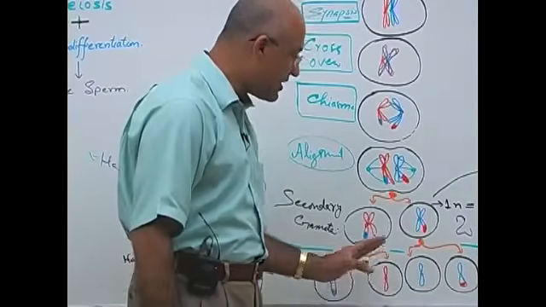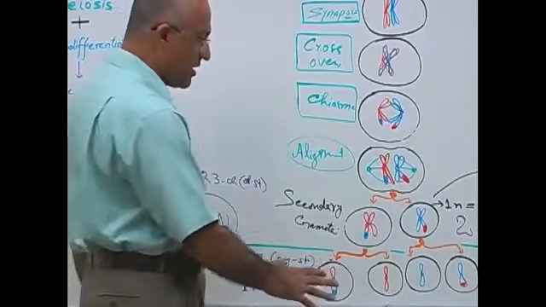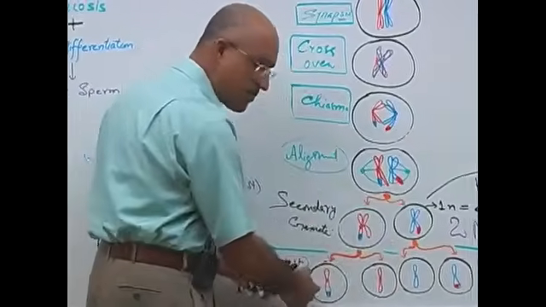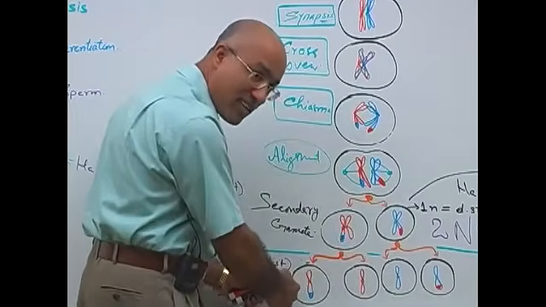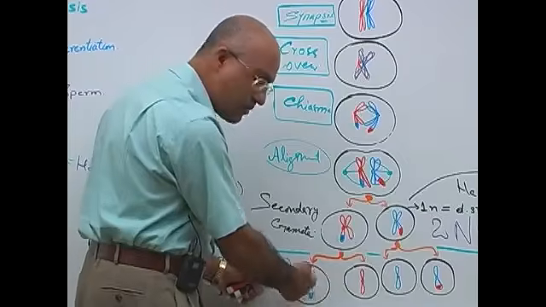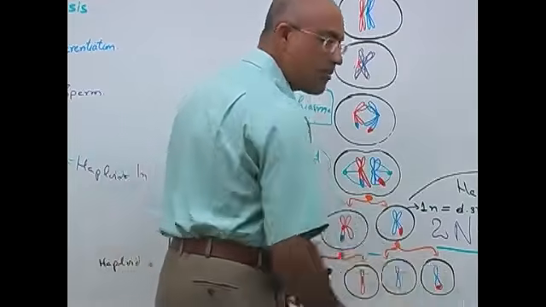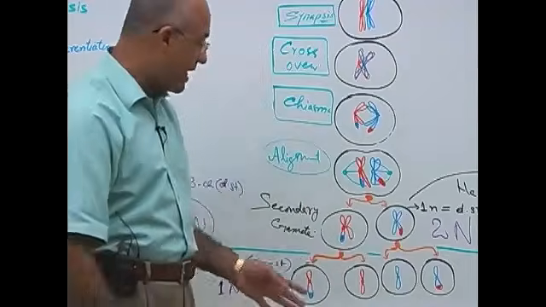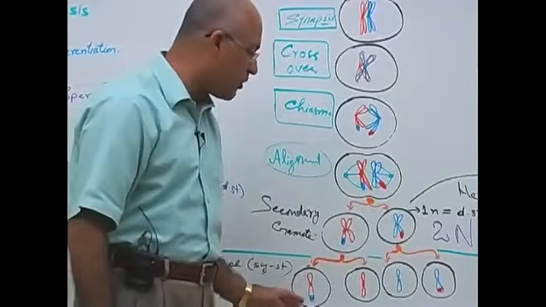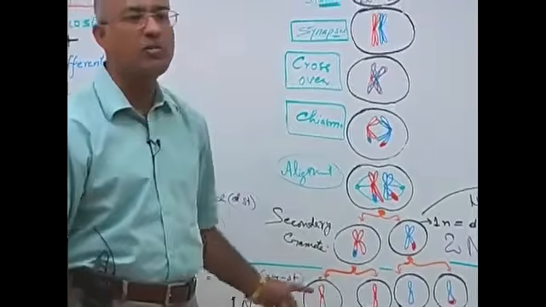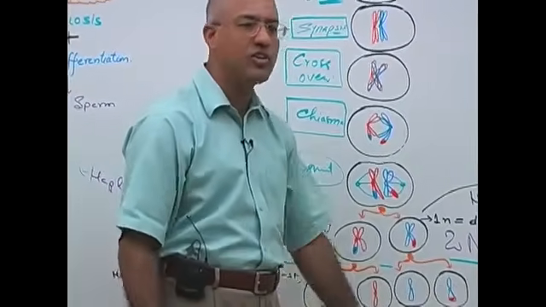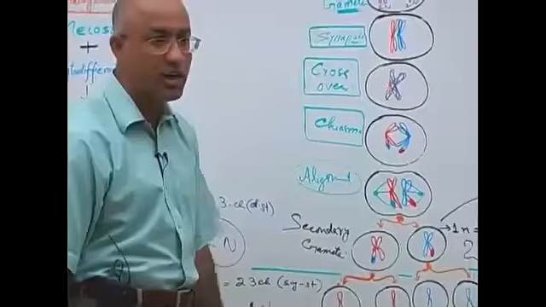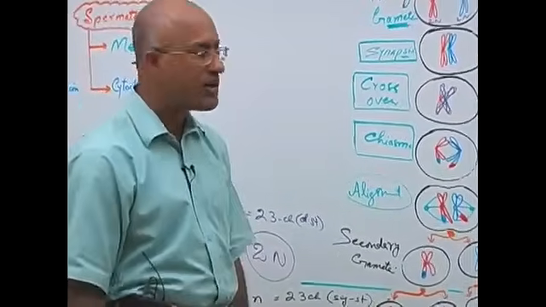So we can say that in female, out of the 4 final daughter cells, 1 becomes the definitive ovum and 3 are polar bodies. The difference is that the definitive ovum gets almost all the cytoplasm, while polar bodies get very little cytoplasm and they degenerate. They are not functionally useful, right?